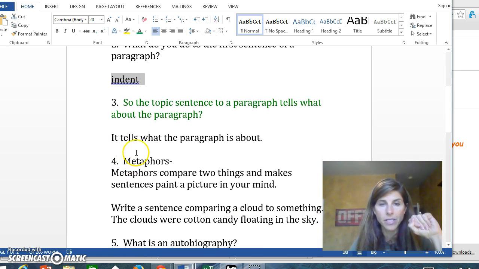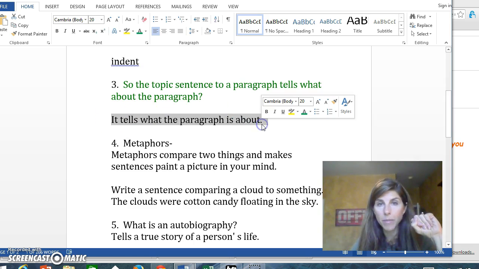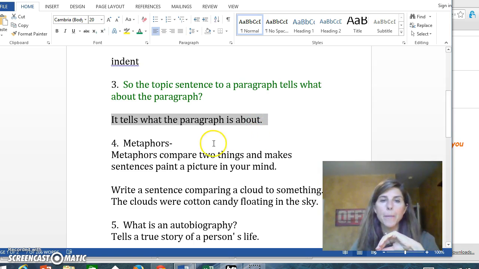Number 3, so the topic sentence to a paragraph tells what about the paragraph. So I just covered that. So the topic sentence tells what the paragraph is going to be about. Tells the reader what the rest of the paragraph is going to be about.